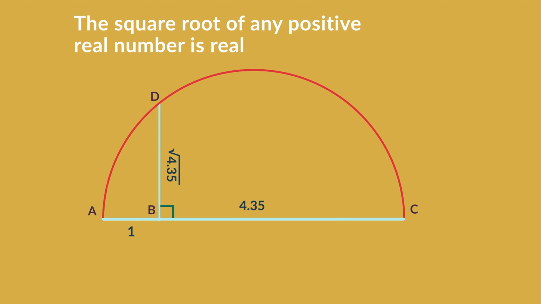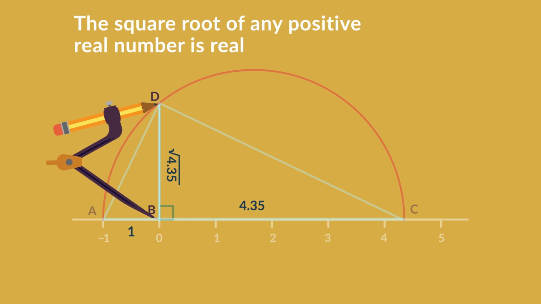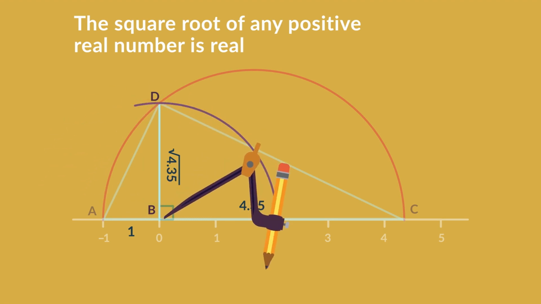And to show the square root of 4.35 on the number line, position the drawing so that B is at 0 on the number line. Use the compass to measure the length of BD. Keep the point of the compass at 0 and cut off the length of the square root of 4.35 on the number line. So we can find the position of the square root of any positive real number on the number line.